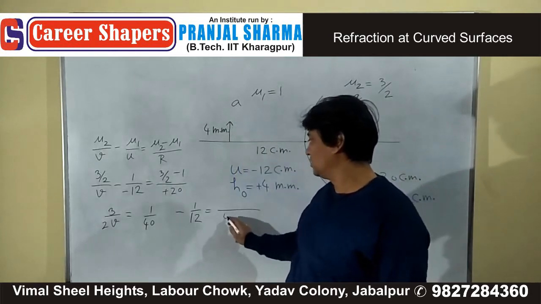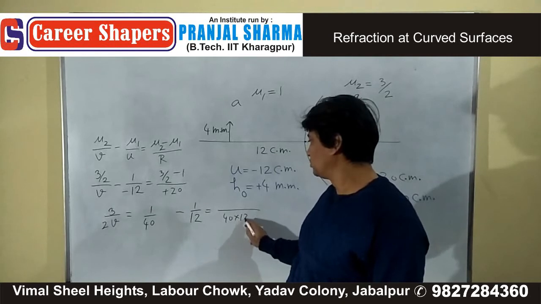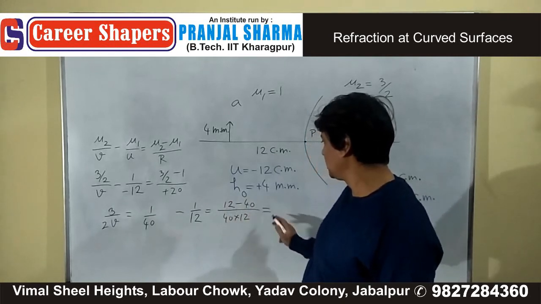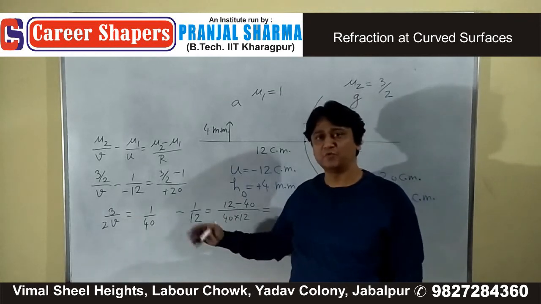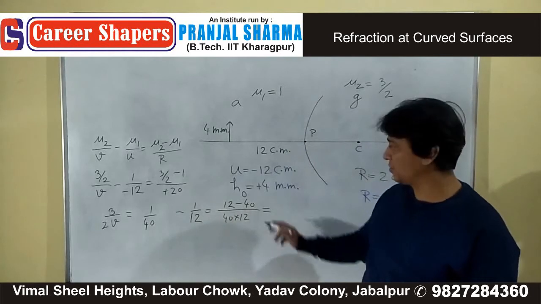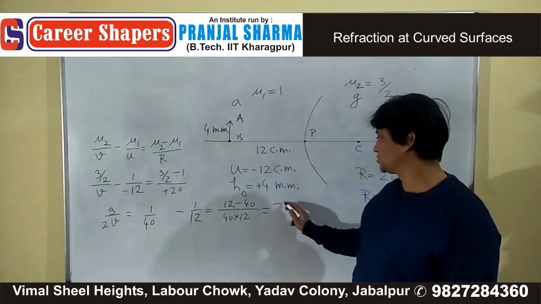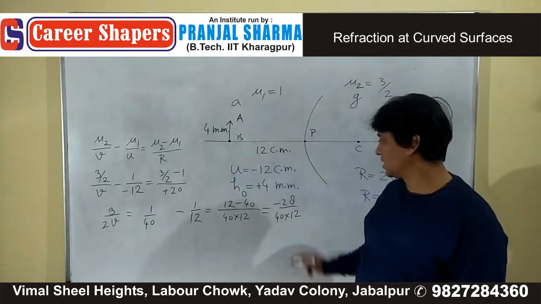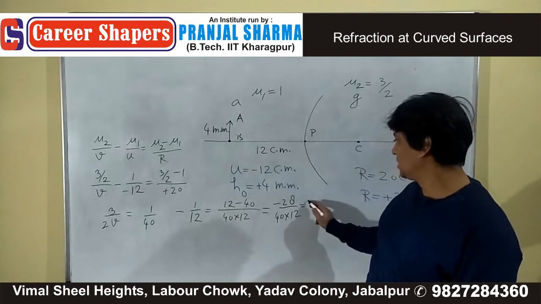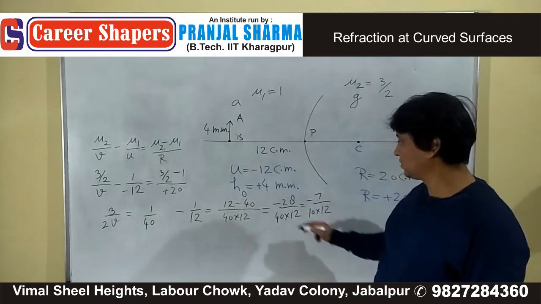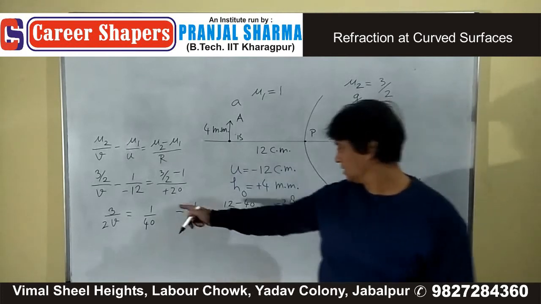This is 40 into 12, 12 minus 40. Instead of wasting time finding the LCM, you can simply cross multiply. 12 minus 40 upon 40 is minus 28 divided by 40 into 12, which is minus 7 divided by 10 into 12.